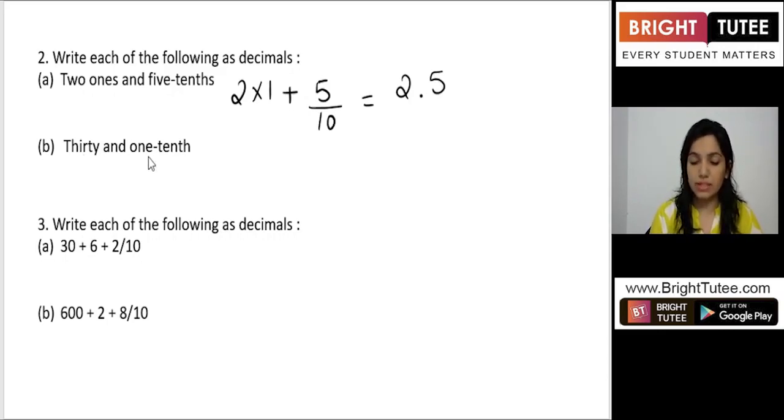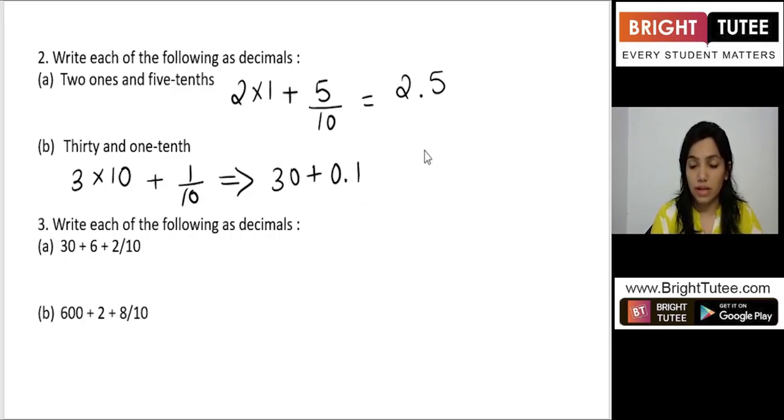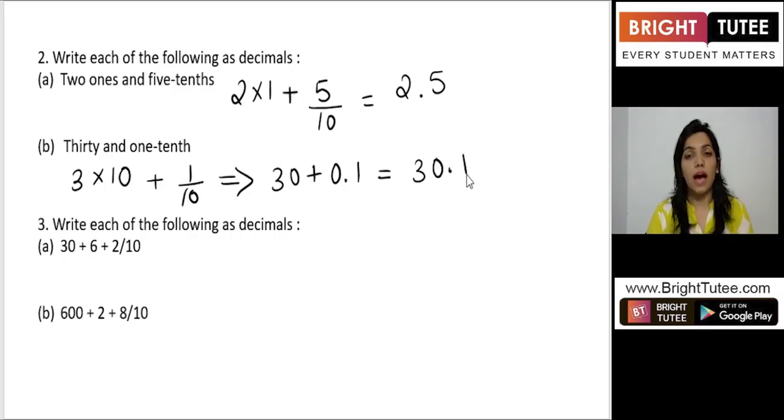Now it says 3 tens and 1 tenth. So 30 means 3 times 10. Then we have a plus sign, then we have 1 over 10. Is that right? We can write this as 30 plus 0.1. And this gives the answer as 30.1. I hope this makes sense now. Let's do the other one.